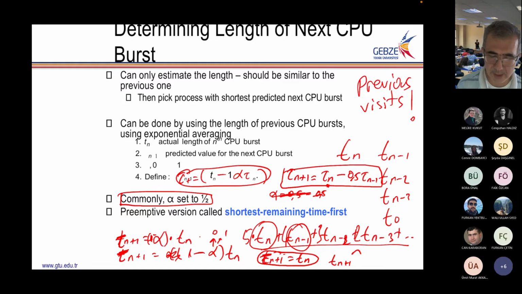This gives you half contribution from tau n, another half contribution of tau n minus 1. Actually, tau n minus 1 is connected with the same formula to tau n minus 2. Tau n minus 2 is connected with the same formula to tau n minus 3. Okay.